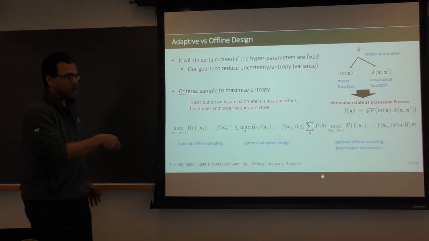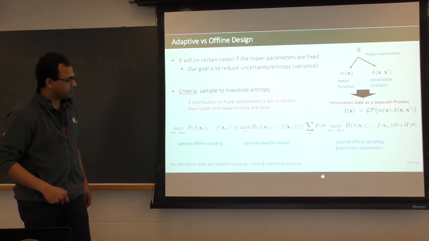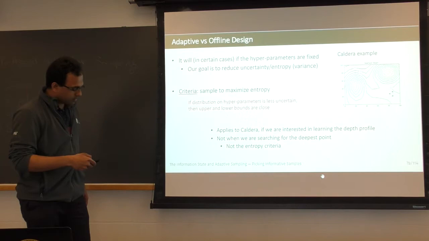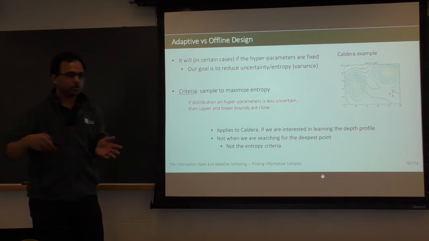So whether adaptive design works better than offline design depends on how uncertain I am about the model of the world. So that's the theoretical point here. It applies to the Caldera example. If we are interested in learning the entire depth profile and we don't know what the depth profile is, adaptive helps, but it is less true when we are also searching for the deepest point, because we want to search for the smallest mean, and it is not an entropy criterion.